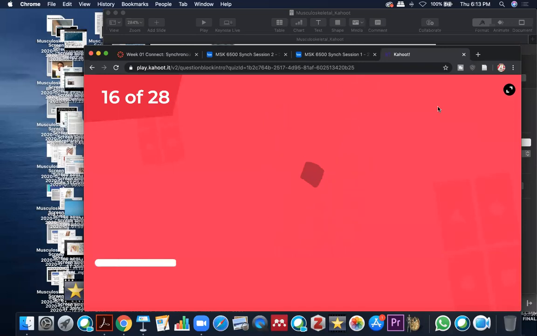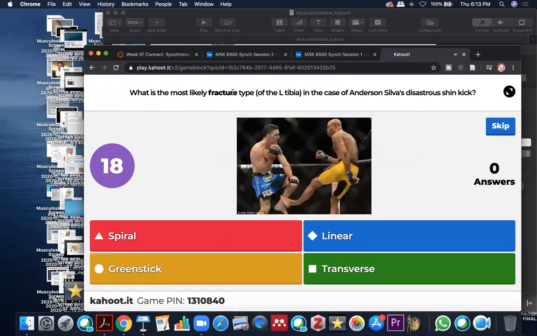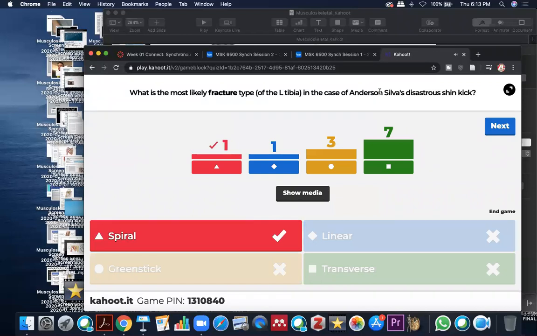All right, next one. I don't think this one is multi-select. This is not multi-select. What is the most likely fracture type in the left tibia in the case of Anderson Silva's disastrous shin kick? That is not, okay, I have this one miskeyed. Sorry, that is not spiral. So spiral fractures are caused by torsional forces.